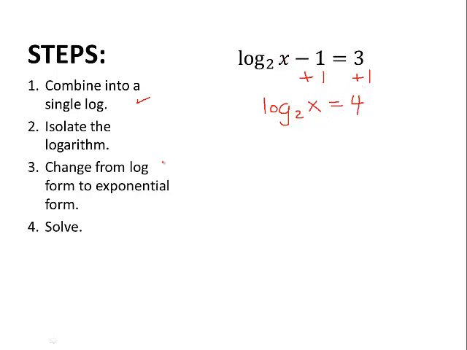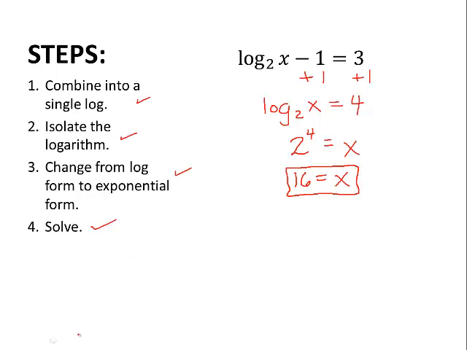The next thing we're going to do, since we just finished step 2, is to change from log form into exponential form. So we take our base, which was 2, the exponent, which is what a log equals, that's 4, and that will now equal the argument, which is x. Awesome, we did our changing, and solving means to get the variable by itself. It's already by itself, we just need to do some simplifying. What's 2 to the 4th? That's 2 times 2 times 2 times 2. We get 16, and we are done.